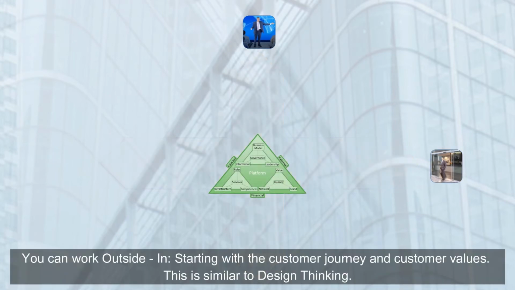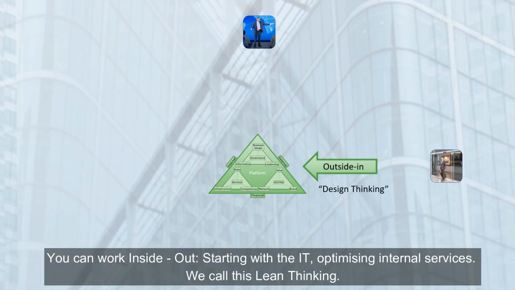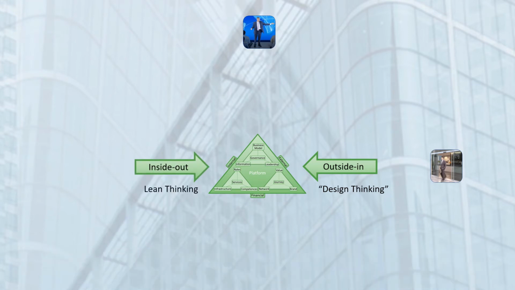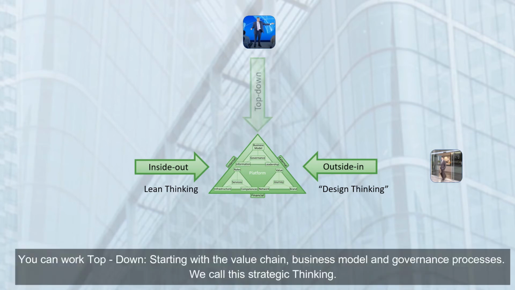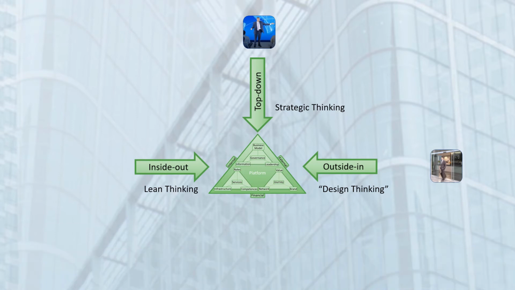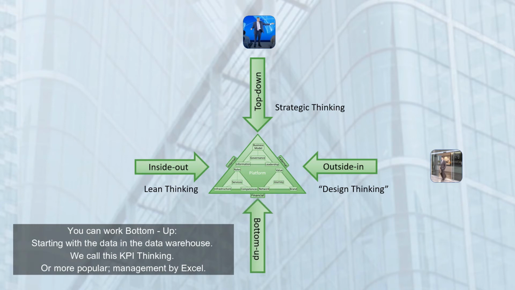You can work outside-in, starting with the customer journey and customer values. This is similar to design thinking. You can work inside-out, starting with the IT, optimizing internal services. We call this lean thinking. You can work top-down, starting with the value chain, business model and governance process. We call this strategic thinking. You can work bottom-up, starting with the data in the data warehouse. We call this KPI thinking, or more popularly, management by Excel.